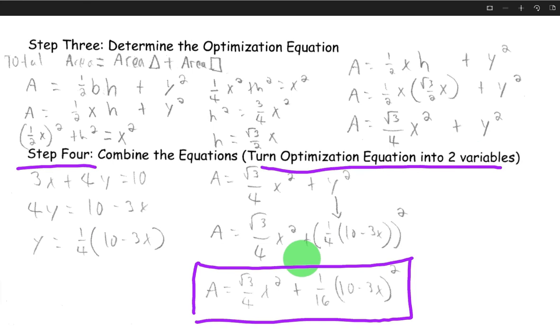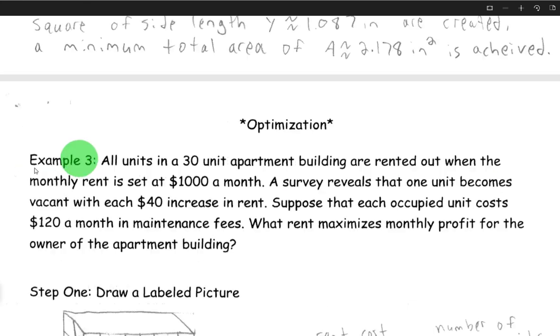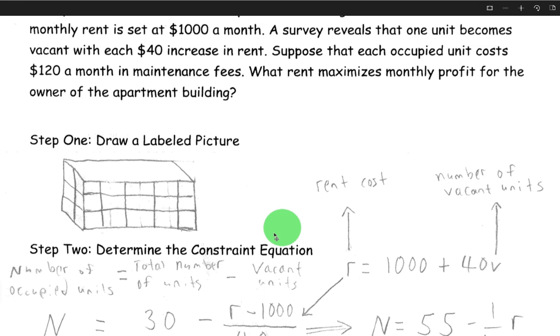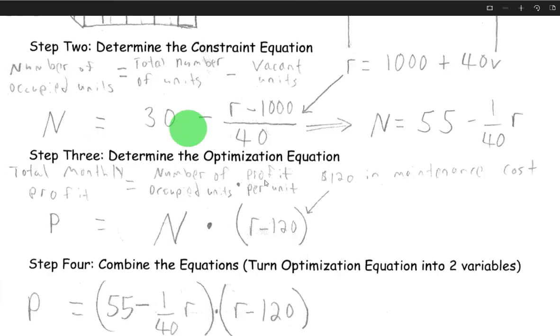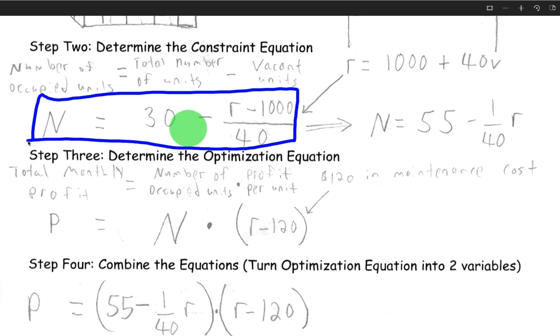For example 2, let's take a look at example 3. Okay, going back to our apartment building, we want to maximize our monthly profit on our rent, given the fact that as we increase rent, tenants will leave, but that also means we may save in some maintenance costs. As a reminder, here is our constraint equation. Here is our optimization equation.